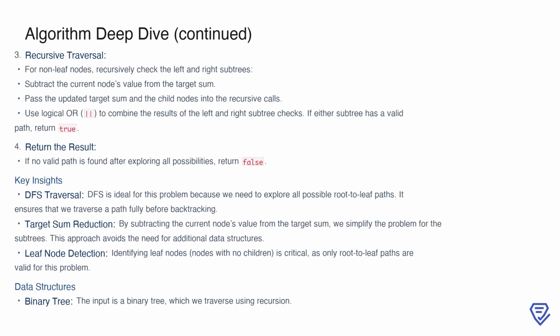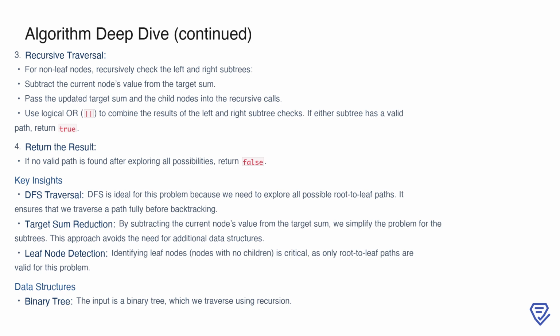For non-leaf nodes, we proceed with recursive traversal. We subtract the current node's value from the target sum to reflect the remaining sum needed for the path. Then, we recursively check both the left and right subtrees, passing the updated target sum and the child nodes into the recursive calls. The results for the left and right subtrees are combined using a logical OR operator. This means that if either subtree contains a valid path, we return true. Finally, if no valid path is found after exploring all possibilities, we return false.